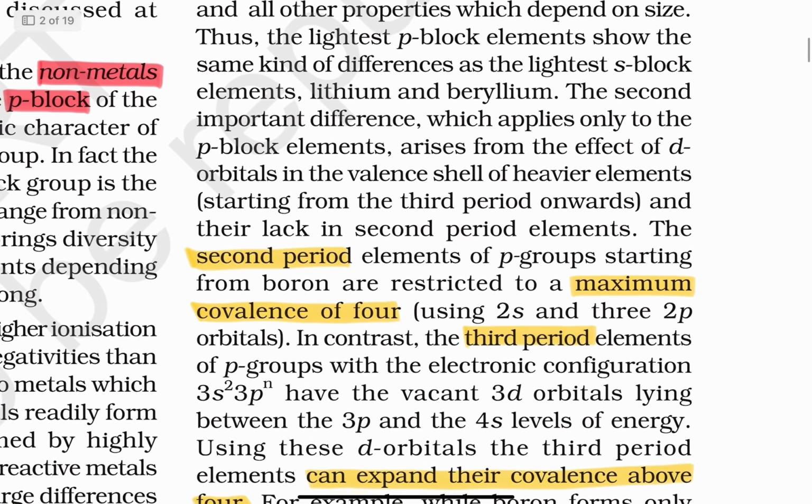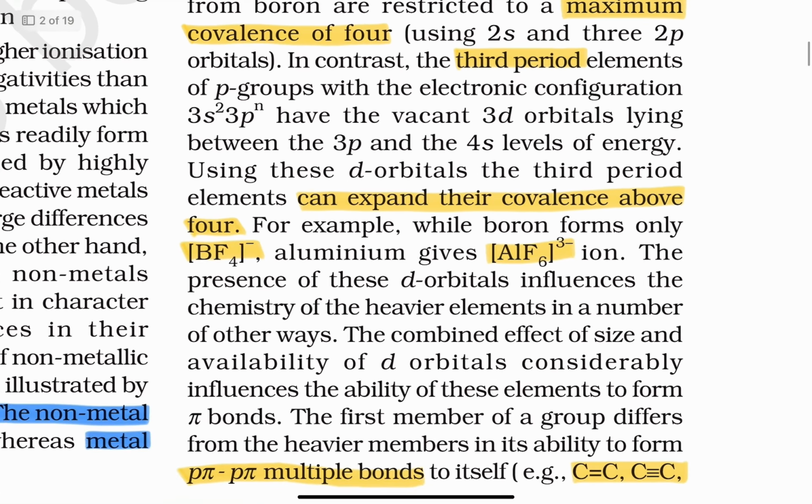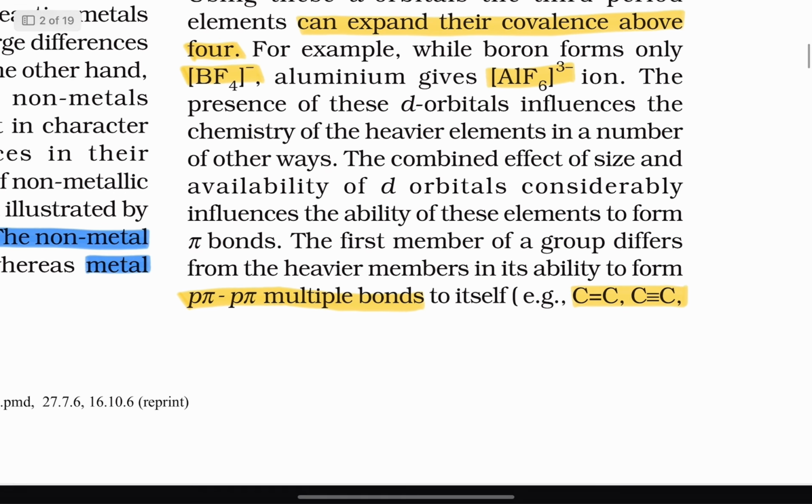Here you see the second period elements of the p groups, starting from boron, are restricted to a maximum covalency of 4, whereas the third period can expand up to 6. BF4 minus is 4, AlF6 3 minus, that is 6 coordination number you can see here. These are directly coming in exam.